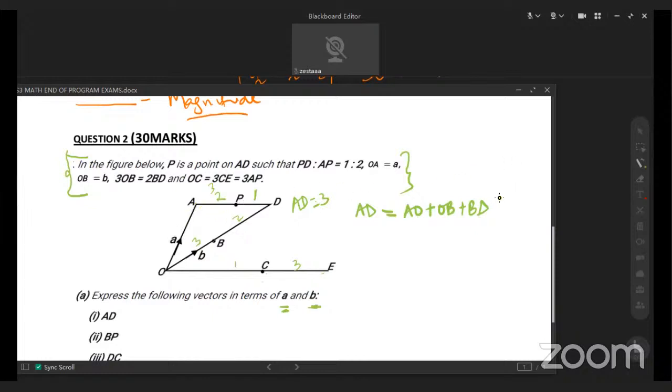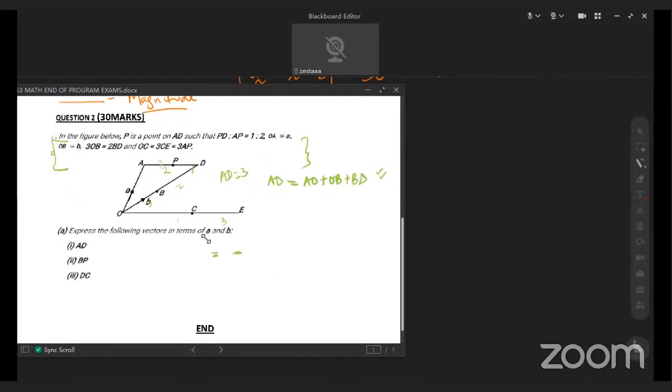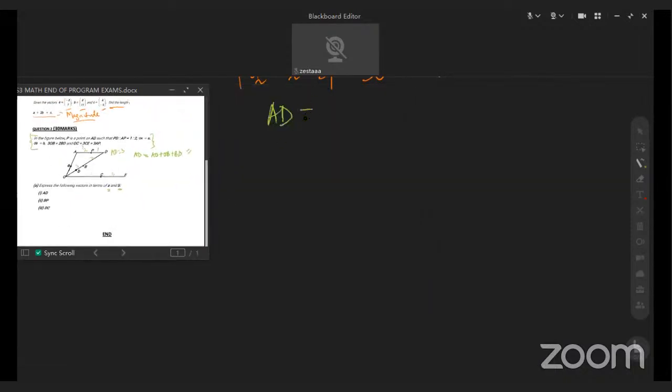So this is one way that you do that. Meaning, if you know your OA, you know your OB, but you don't know your BD. So we have a task of finding BD. I am saying AD will be equal to AO plus OB plus BD.